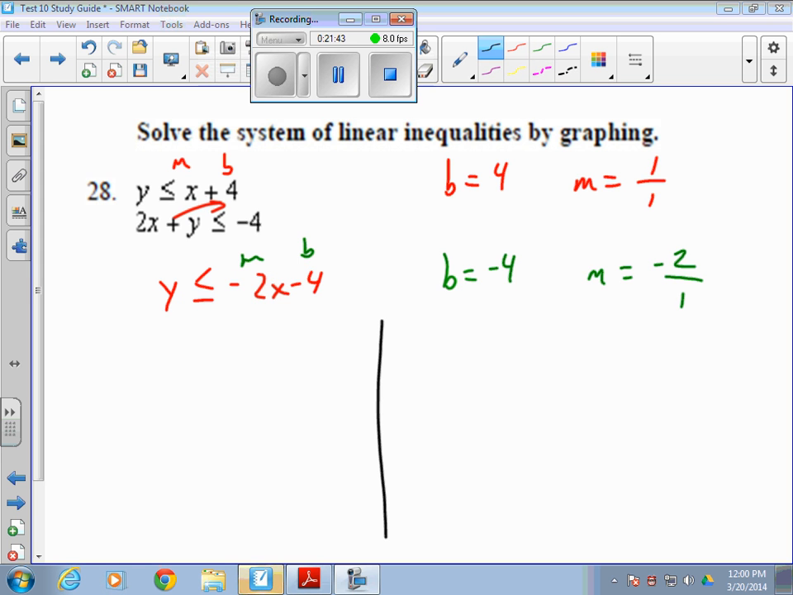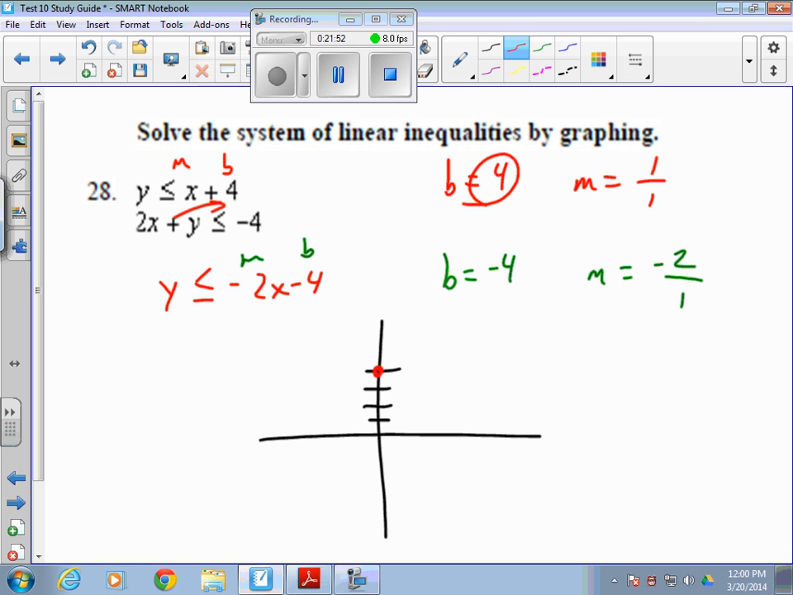The first one, y equals mx plus b, is going to go through where your y value is at 4, because your b value is 4. Your m value says go up 1 and to the right 1. So we go up 1 more and over to the right 1. So now we have 2 points. We can draw a straight line, and it is a solid line since it says or equal to. So we're going to draw a straight line through there.